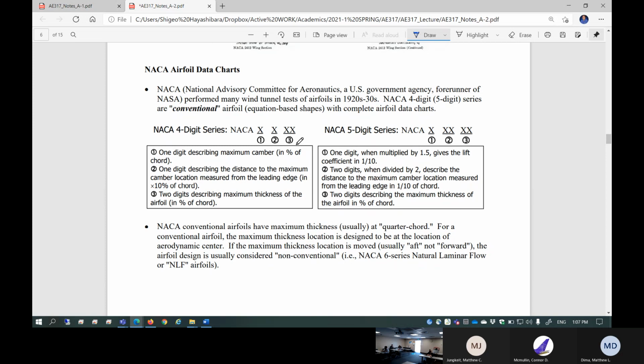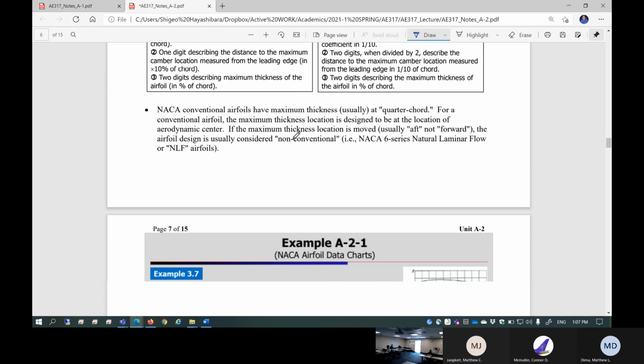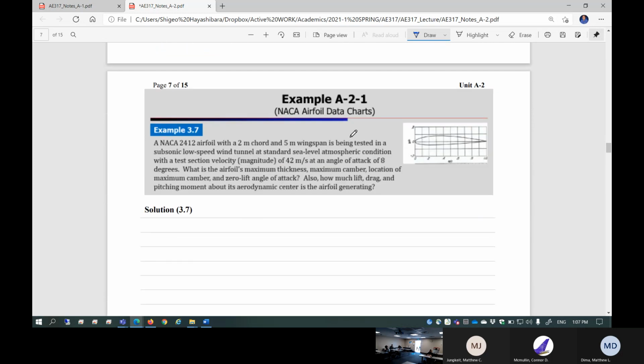What kind of airfoil? Symmetrical, 12% maximum thickness, location is quarter chord, maximum thickness. Okay, that's right. So this is going to show up on the exam. Of course, you can easily solve it. So next page.